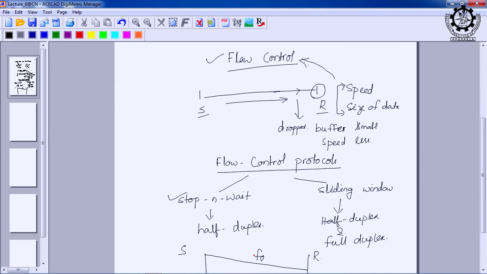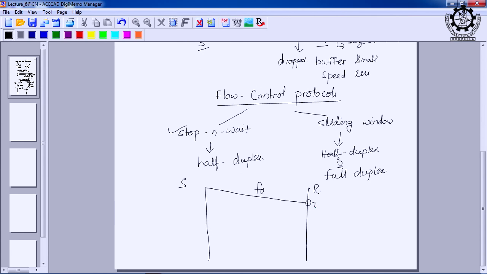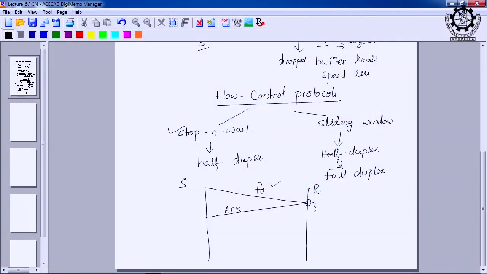When it sends frame 0, the receiver receives it and processes the frame, and once it is ready to accept the next frame, it sends an acknowledgement to the sender. The acknowledgement indicates that I have received your previous frame and now I am expecting the next frame, the number is 1. Now, when the sender receives acknowledgement 1, it understands that the receiver has received the previous frame. So, it sends the frame expected by the receiver, that is frame 1.